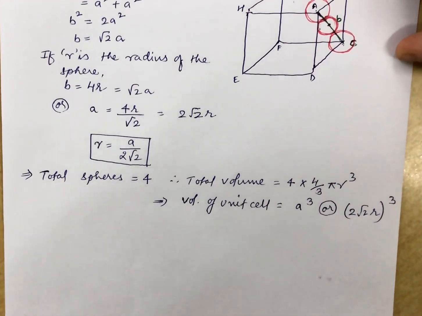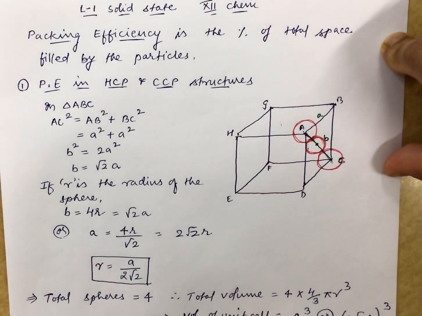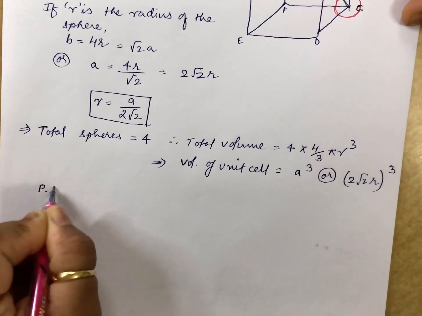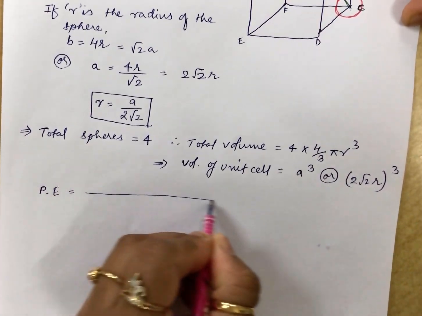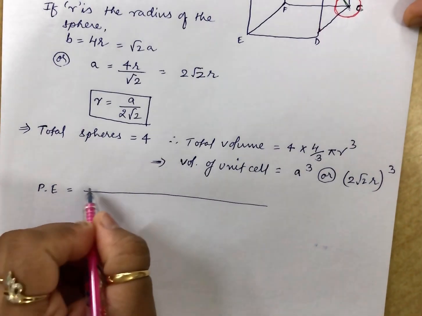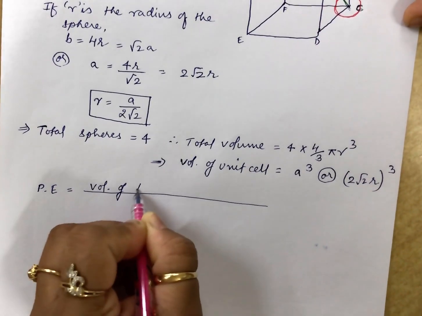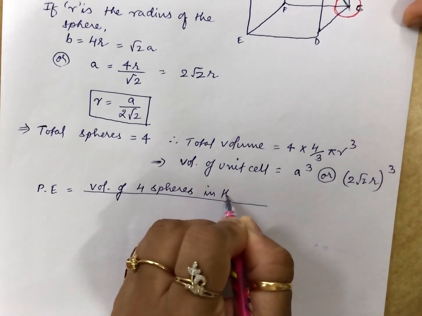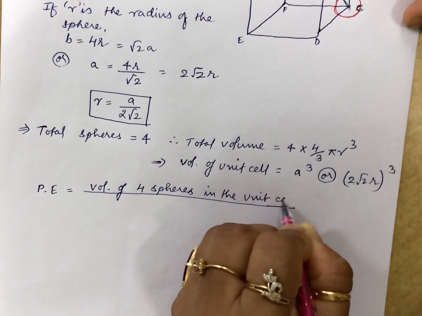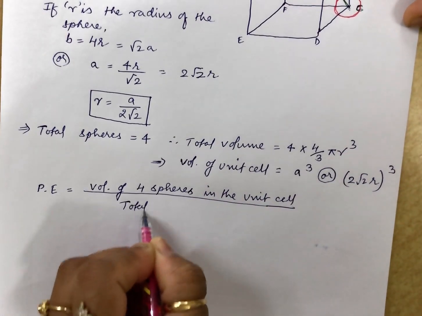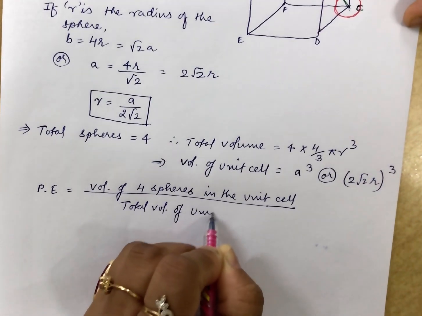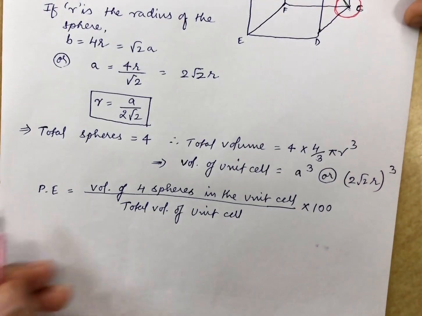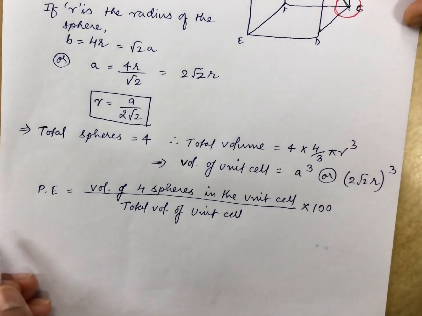You must be thinking why I am doing all this. Madam has started with packing efficiency. But students, this is required because the formula for packing efficiency, PE I am mentioning it for packing efficiency, is nothing but volume of 4 spheres in the unit cell divided by the total volume of unit cell into 100. So this is the formula for your packing efficiency in case of HCP or CCP structures.